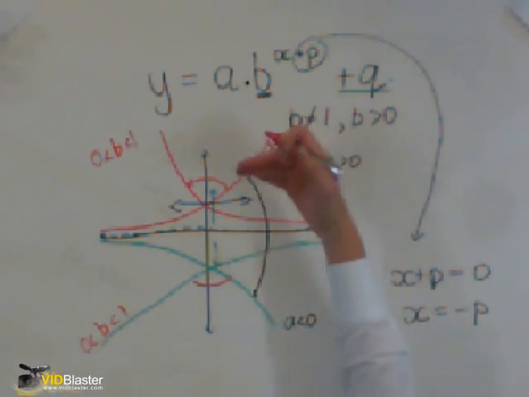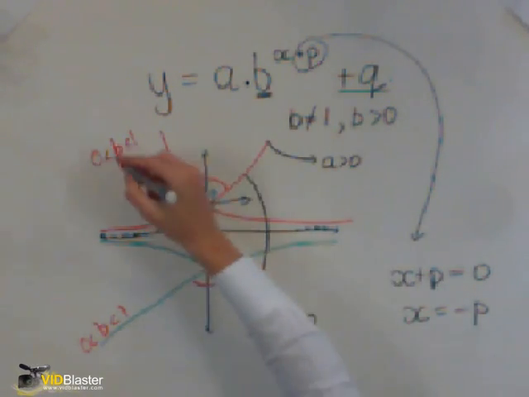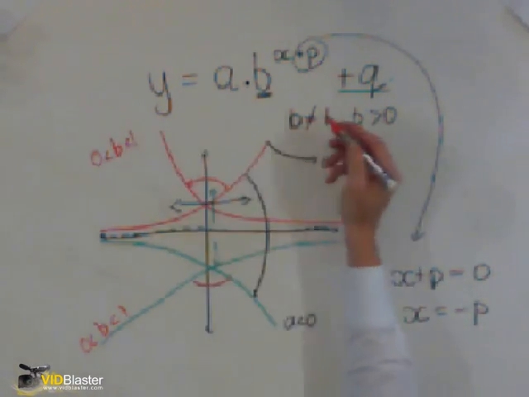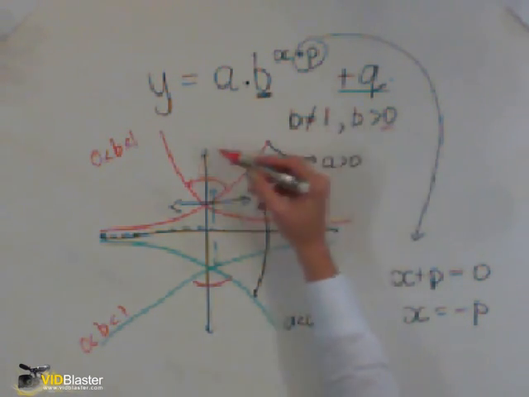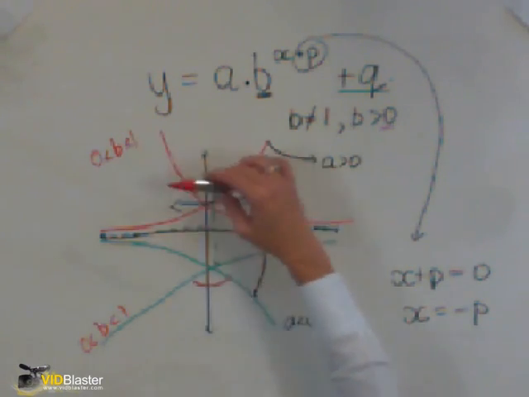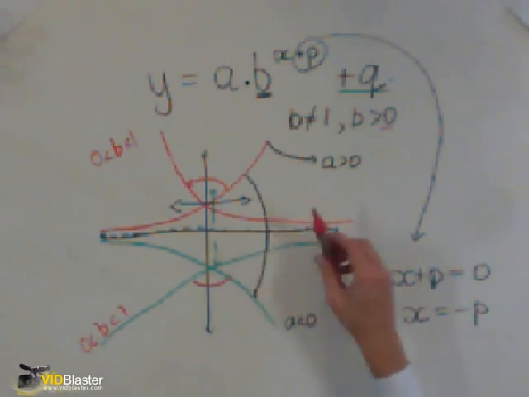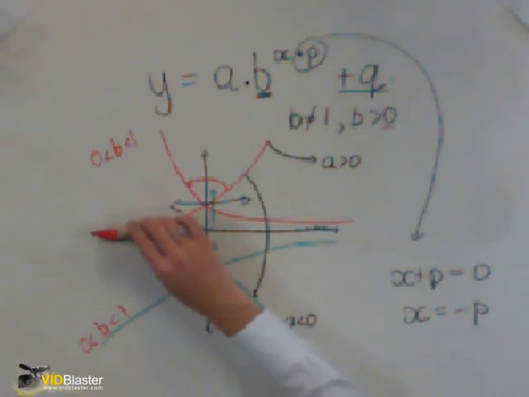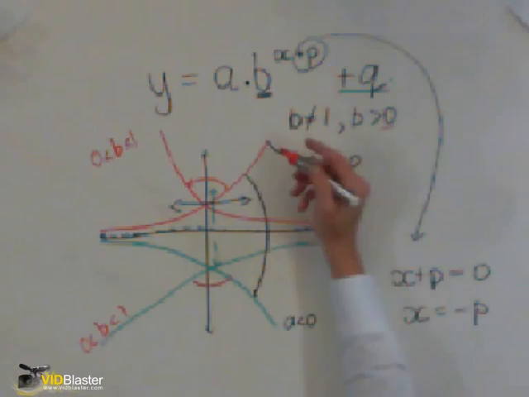And this is a, where a is positive and negative, reflected over the x-axis, where b can only be greater than 0, but not equal to 1. So where b is a fraction, we have it over here and here. Where b is a number bigger than 1, then it looks like our normal shape.